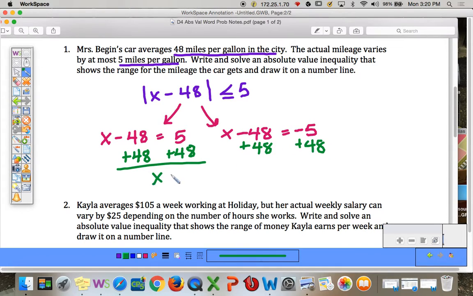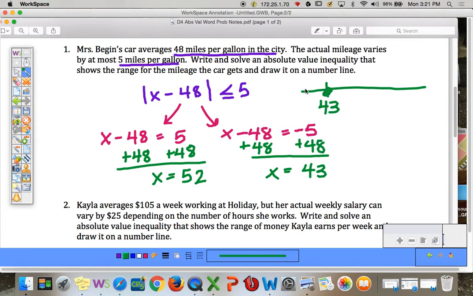Okay, so here, x can be up to 52 miles per gallon; that's the high end. And then over here, x is 43 miles per gallon, which is the low end. And this is less than, so if we were to graph it, it can be 43, it can be 52, and it can be everything in between. So my car's gas mileage can be anything in between these two. So here's where I shade it.